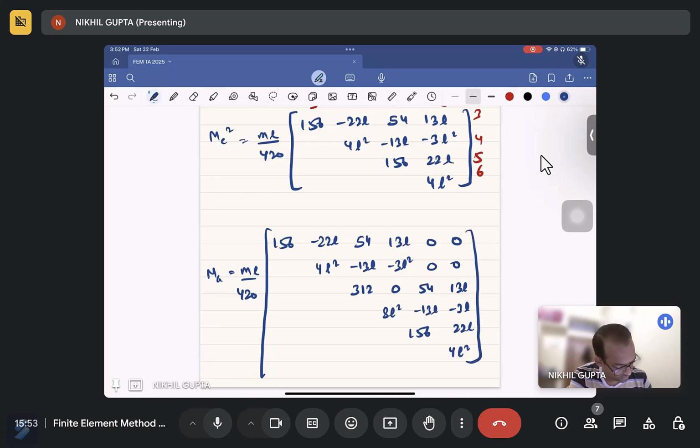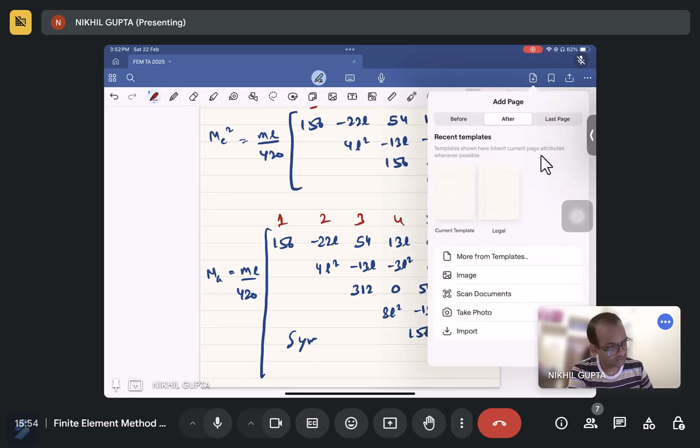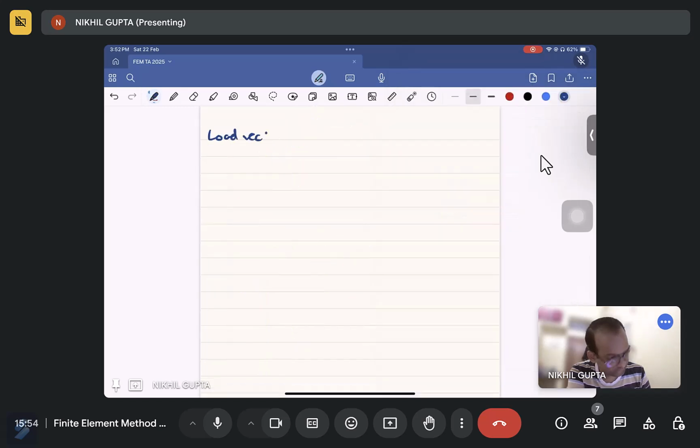Okay, so this will be symmetric. I'm not writing it here. So corresponding degrees of freedom 1, 2, 3, 4, 5, 6. Okay, you got this also. Now we have to see the load vector as well. So for free vibration, no load vector. This we have studied in the class.